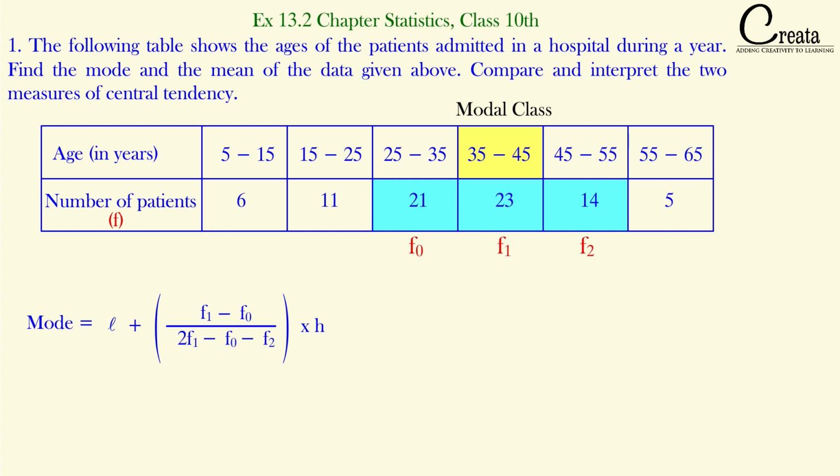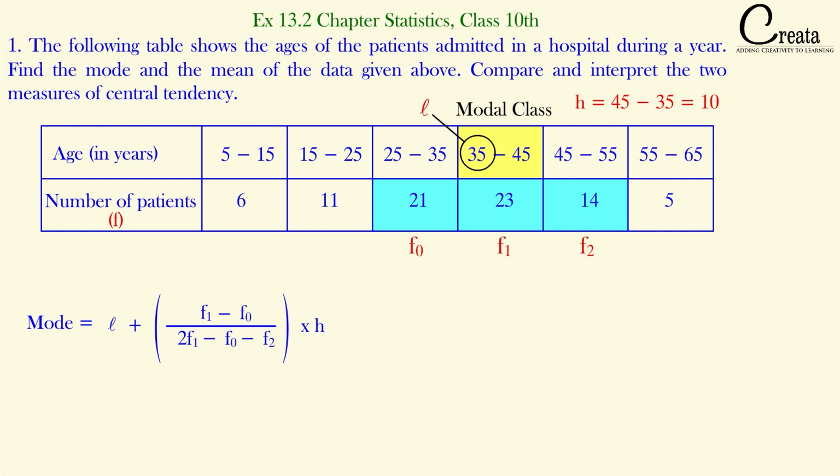Further, let's find the value of L and H. L is the lower limit of the modal class. Here our modal class is 35 to 45. 35 is the lower limit and 45 is the upper limit. So we got the value of L as 35. And what is H? H is the class interval. And how do we calculate the class interval? It is upper limit minus lower limit, which is 45 minus 35, which will be 10. Got it? We got all the values.